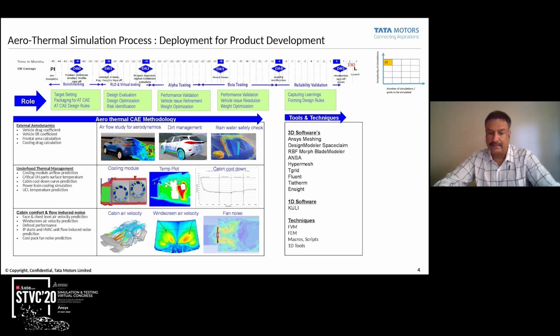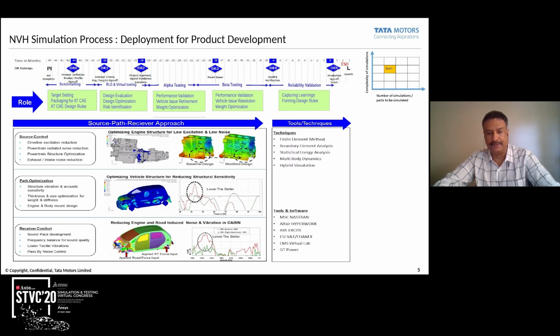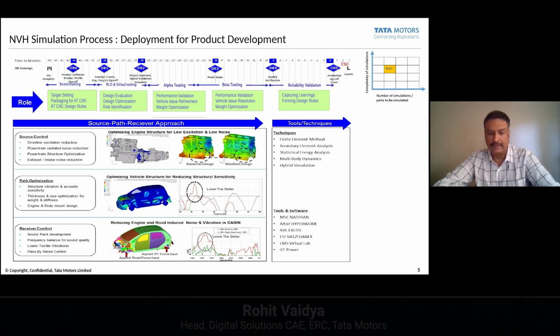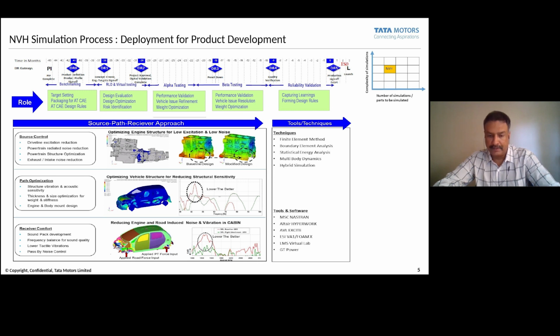We shall now consider and discuss the second case of NVH performance. The NVH performance can be classified in a three-pronged approach. First is source control, second, path optimization, and the third, receiver control. Source control involves a reduction in driveline excitations, powertrain radiated noise, powertrain structure optimization, and exhaust and intake noise reduction. The path optimization involves structure vibrations and acoustic sensitivity, thickness and shape optimization for weight and stiffness, engine and body mount design.